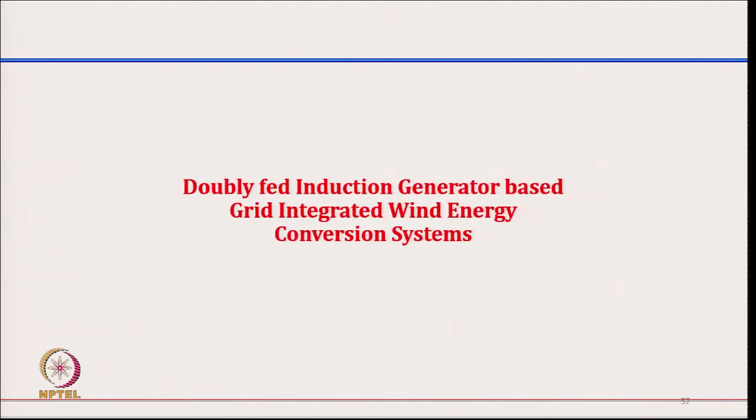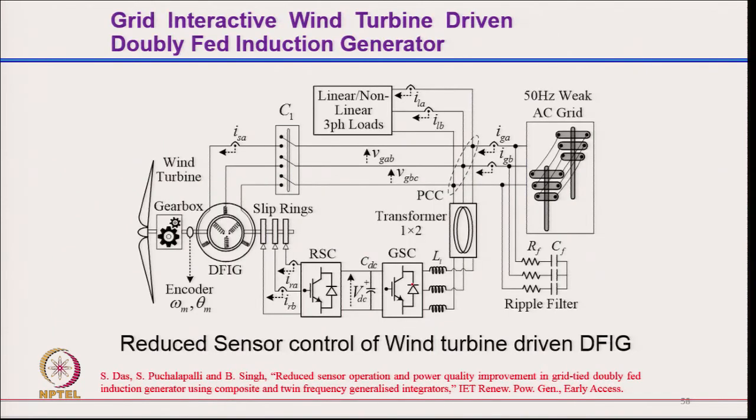Now coming to another wind generation system, the doubly fed induction generator based grid integrated wind energy conversion system. We have the DFIG with the gear, a rotor side converter, a stator side converter, a synchronizing switch, and the grid, and you also have a local load. Certainly we have to improve the power quality on the grid side in this case.